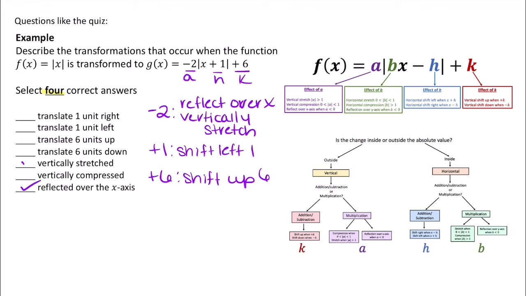Vertically stretched, that's here, and so I'm going to check that off. Left 1, so I'm just going to find where it says that. Sometimes instead of shift, they'll say translate. So translate left 1 and then shift up 6. They say, okay, translate up 6. If you do the problem in your own words and write it out for yourself before going to the answer choices, I think it helps out a lot with these problems.